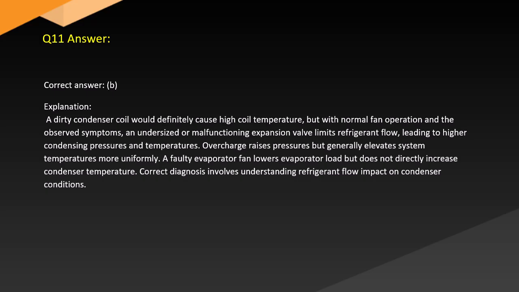Answer. Correct answer: B. Explanation. A dirty condenser coil would definitely cause high coil temperature, but with normal fan operation and the observed symptoms, an undersized or malfunctioning expansion valve limits refrigerant flow, leading to higher condensing pressures and temperatures. Overcharge raises pressures but generally elevates system temperatures more uniformly. A faulty evaporator fan lowers evaporator load but does not directly increase condenser temperature. Correct diagnosis involves understanding refrigerant flow impact on condenser conditions.